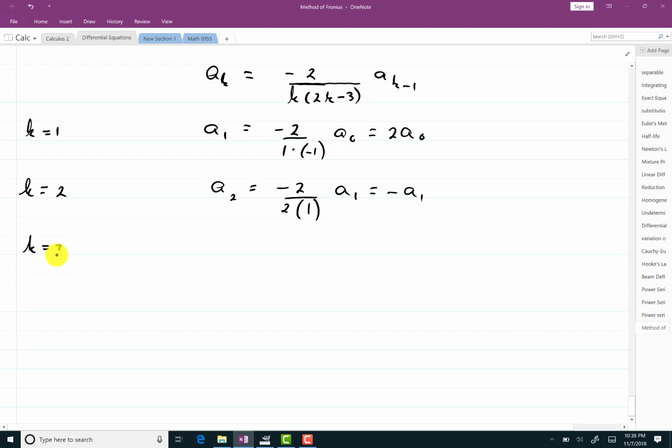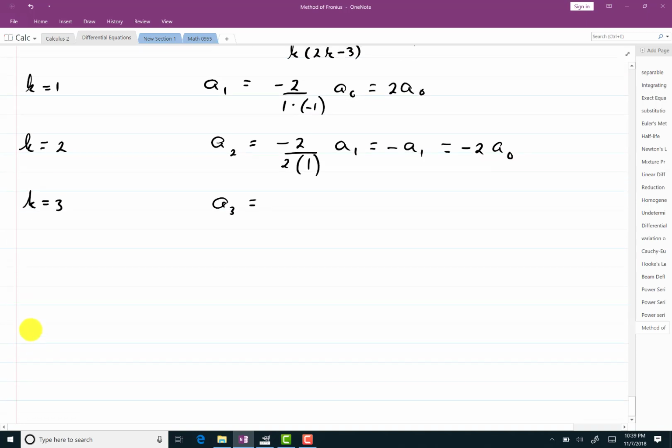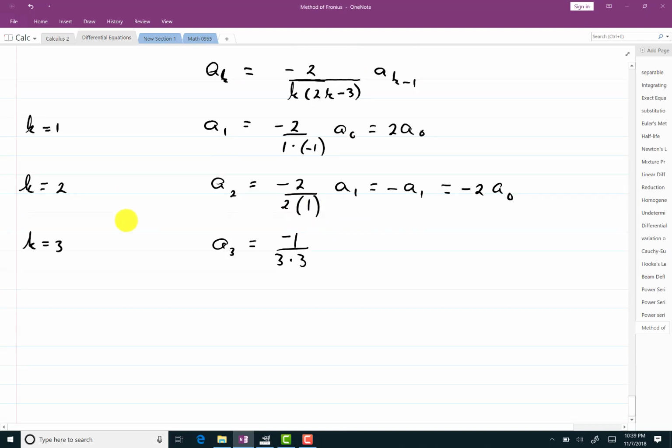K equals 3. We have a sub 3 equals, I should be careful here. These negatives canceled out, gave me 2a sub 0. But then when I did this one right here, did I do it right? I did it right. A sub 1, well, that's negative a sub 1. I need to get it in a sub 0. So that's negative 2a sub 0. K equals 3. I have 1 over 3 times 6 minus 3 is 3. Oh, I forgot the negative 2 up here.